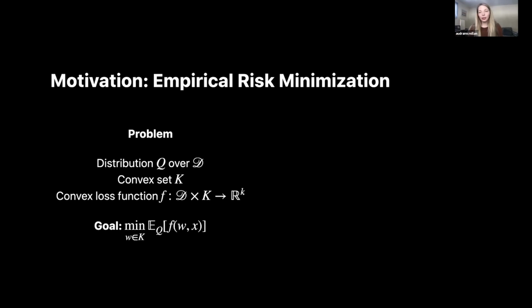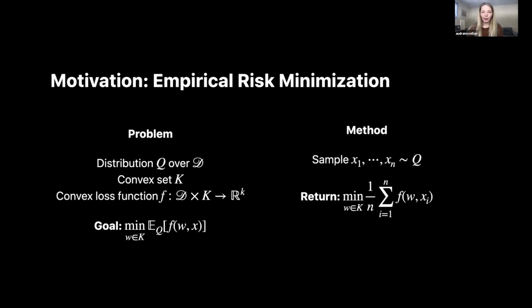Empirical risk minimization is really a workhorse of machine learning. It happens everywhere, so this is a really important algorithm to be able to analyze properly. And of course, how do we solve this? We don't have access to the distribution Q itself. What we typically have access to is samples from Q. So I'm going to assume that I have n samples from Q, and what I do is compute the minimizer of the empirical mean of the samples that I'm given. And of course, this empirical mean is an estimator of this expectation.